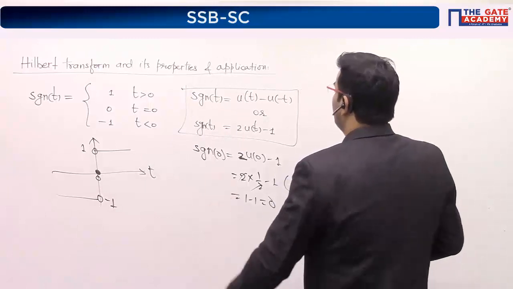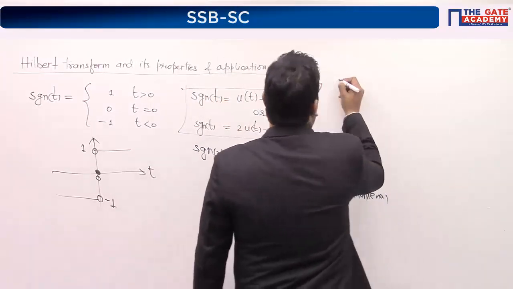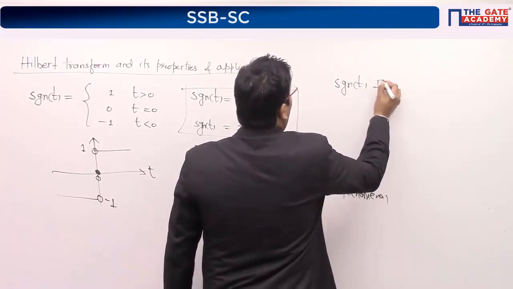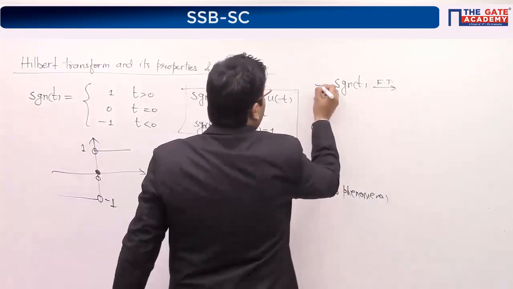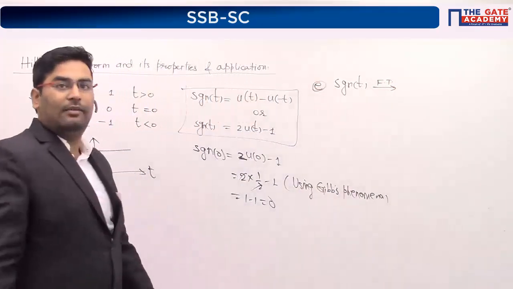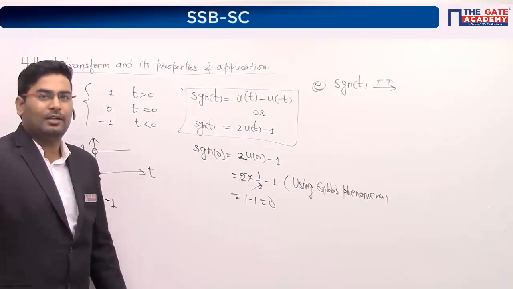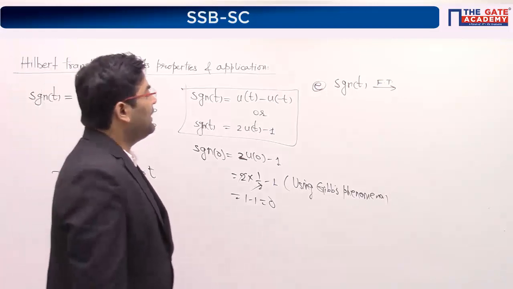Now, you also know, what is the Fourier transform of signum t? Anyone in the session? Come on, tell me quickly. That is, you can say, E. What is the signum t Fourier transform? Come on, use that result. Tell me the answer. Come on, guys. Very good. 2 by j omega.